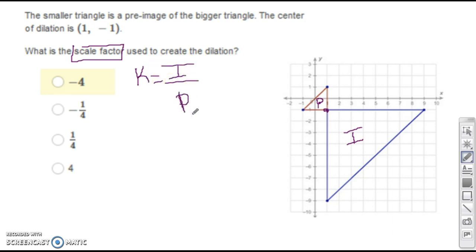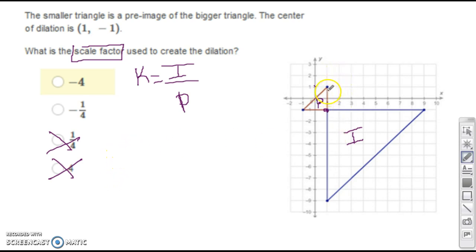But before I even start looking at my image values and my pre-image values, I want to point out here that the orientation has changed. I hope you noticed that. Like it was pointing down and now it's pointing up. The triangles, the orientation, they're not facing the same direction. So I automatically know that it's a negative scale factor. So before I even start dealing with my formula, I'm going to tell myself I know it's negative. I'm going to get rid of the positive answers. And then you can just pick.